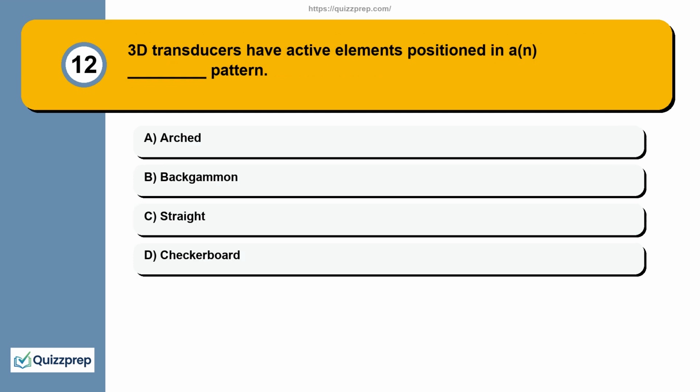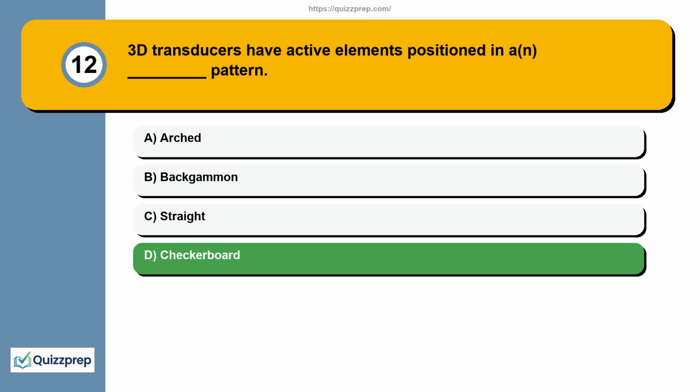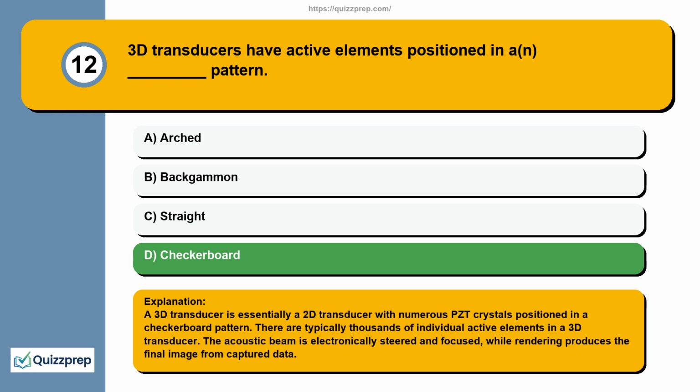Question 12. 3D transducers have active elements positioned in a(n) ________ pattern. Arched, backgammon, straight, checkerboard. A 3D transducer is essentially a 2D transducer with numerous PZT crystals positioned in a checkerboard pattern. There are typically thousands of individual active elements in a 3D transducer. The acoustic beam is electronically steered and focused, while rendering produces the final image from captured data.